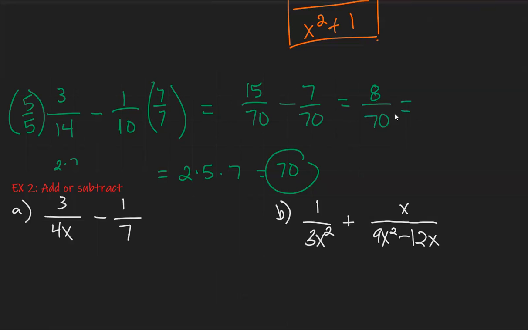And then can I simplify this at all? Yes, I can actually divide both numerator and denominator by 2. Okay, 8 divided by 2 is 4. 70 divided by 2 is 35. Okay, and that's our final answer.